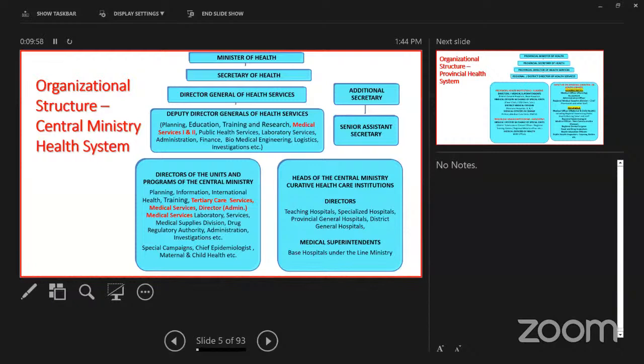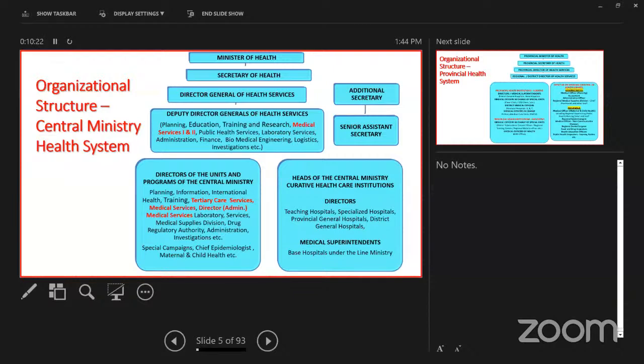In addition, there are the Director of Laboratory Services, Director Medical Supplies Division, and specialized campaigns like the TB campaign and leprosy campaign. Those campaign directors are there. Then there is the Chief Epidemiologist, and the Director Maternal and Child Health, who is the Director of the Family Health Bureau. So these are the directors of the units within the Central Ministry.